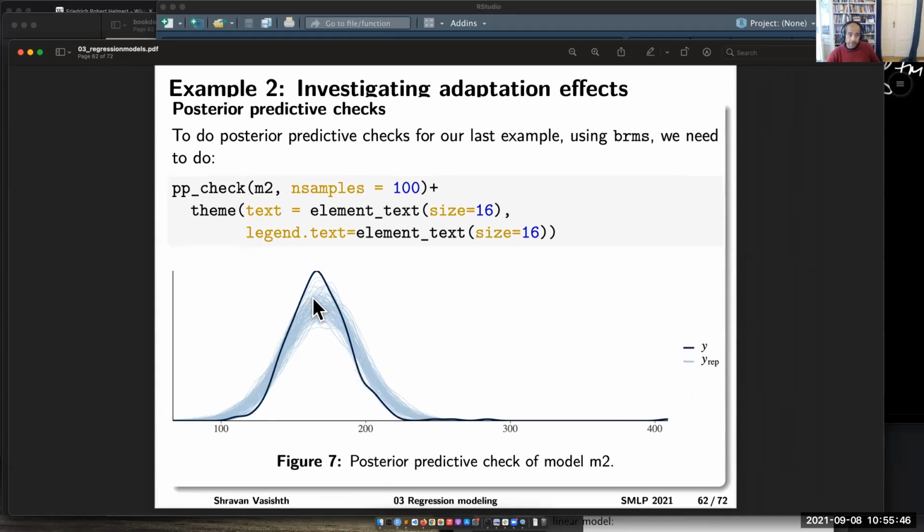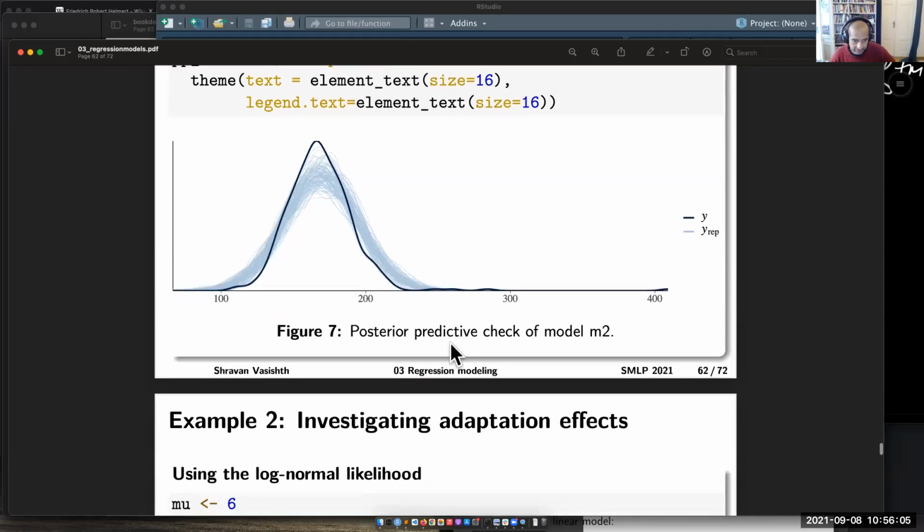If your model can't even produce data that looks like your observed data, then that is a very worrying situation. Sometimes you will encounter posterior predictive data that doesn't look anything like your observed data. That's a red flag. That means you have to go back and fix your model. Okay, we will encounter those situations.